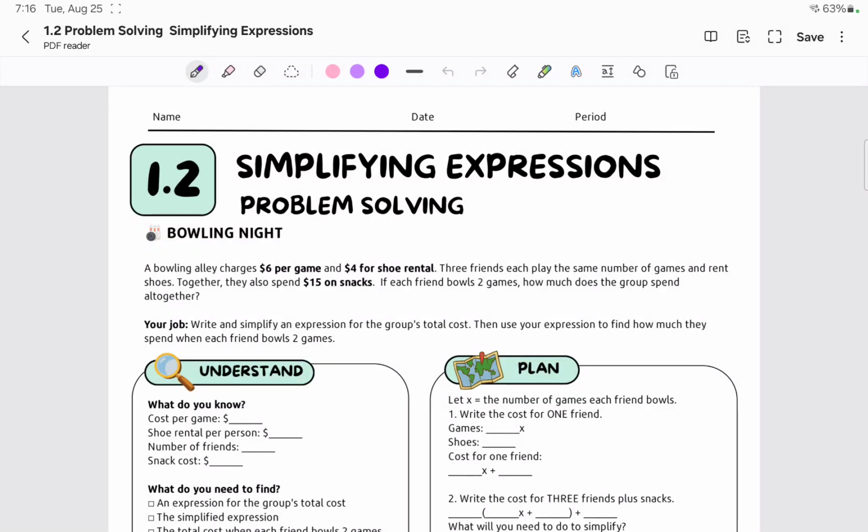Hello, it's Miss Edwards, and welcome to Problem Solving 1.2 for Simplifying Expressions. This one is called Bowling Night, so let's read it first, then go through our format.